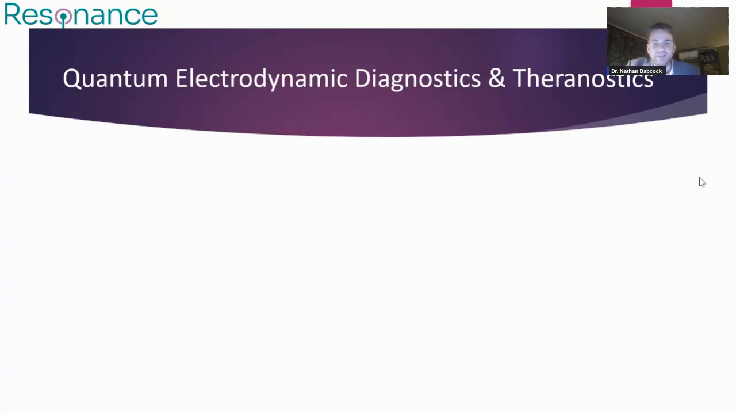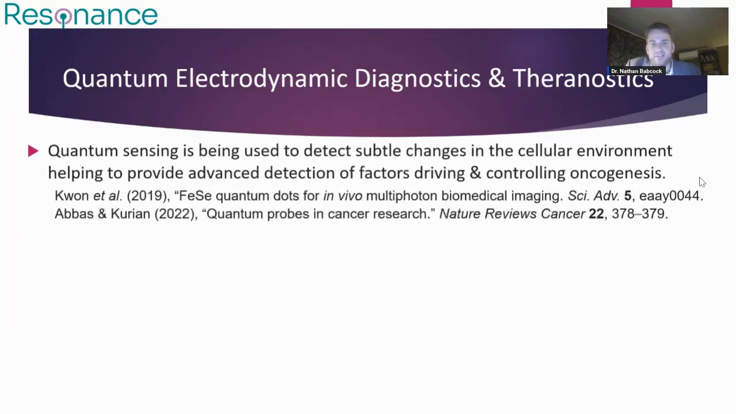Now, quantum electrodynamics, the interaction of light and matter, can already play an important role in diagnostics and what are called theranostics, therapy combined with diagnostics. As we saw a moment ago, the idea that NMR can be used not just for imaging, for diagnostics, but also as a therapy. Quantum sensing is being used to detect subtle changes in the cellular environment, and it can help provide advanced detection factors for driving and controlling things like cancer.